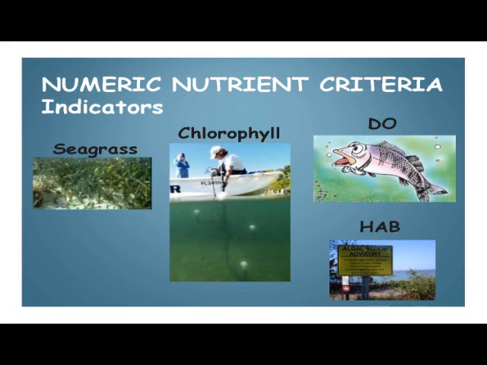Numeric nutrient criteria indicators. Seagrasses, as I've already mentioned, was the natural resource that we wanted to protect here. We also looked at DO to see if there were any implications for low dissolved oxygen in our systems, and the occurrence of harmful algal blooms that were related to nutrients as well.